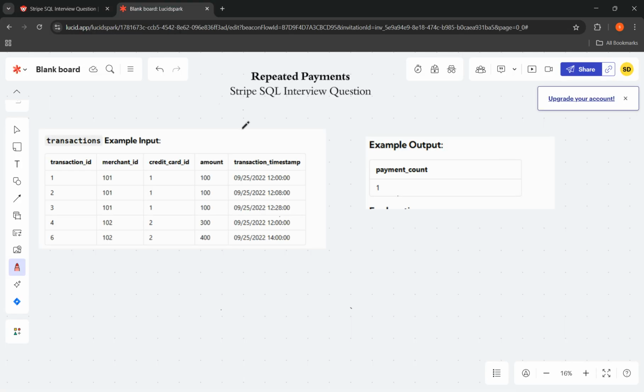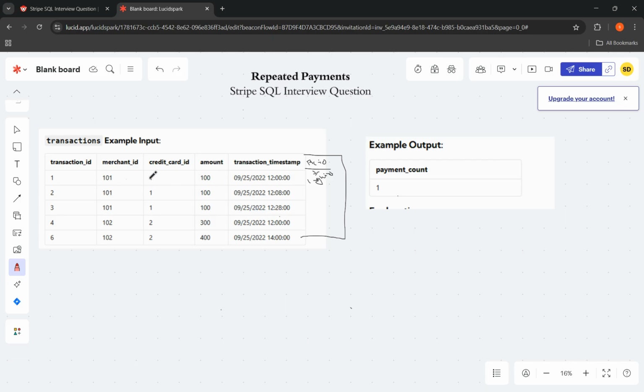So my approach to this problem would be, to find the time frame done by the same merchant ID, credit card ID, and the amount also should be same, and the transaction timestamp should be within 10 minutes. So we need to have another virtual column here, which will be storing the previous timestamp. This we can do with the help of the lag window function, so that we will get the previous timestamp which is done by the same merchant ID, credit card ID, and the amount.